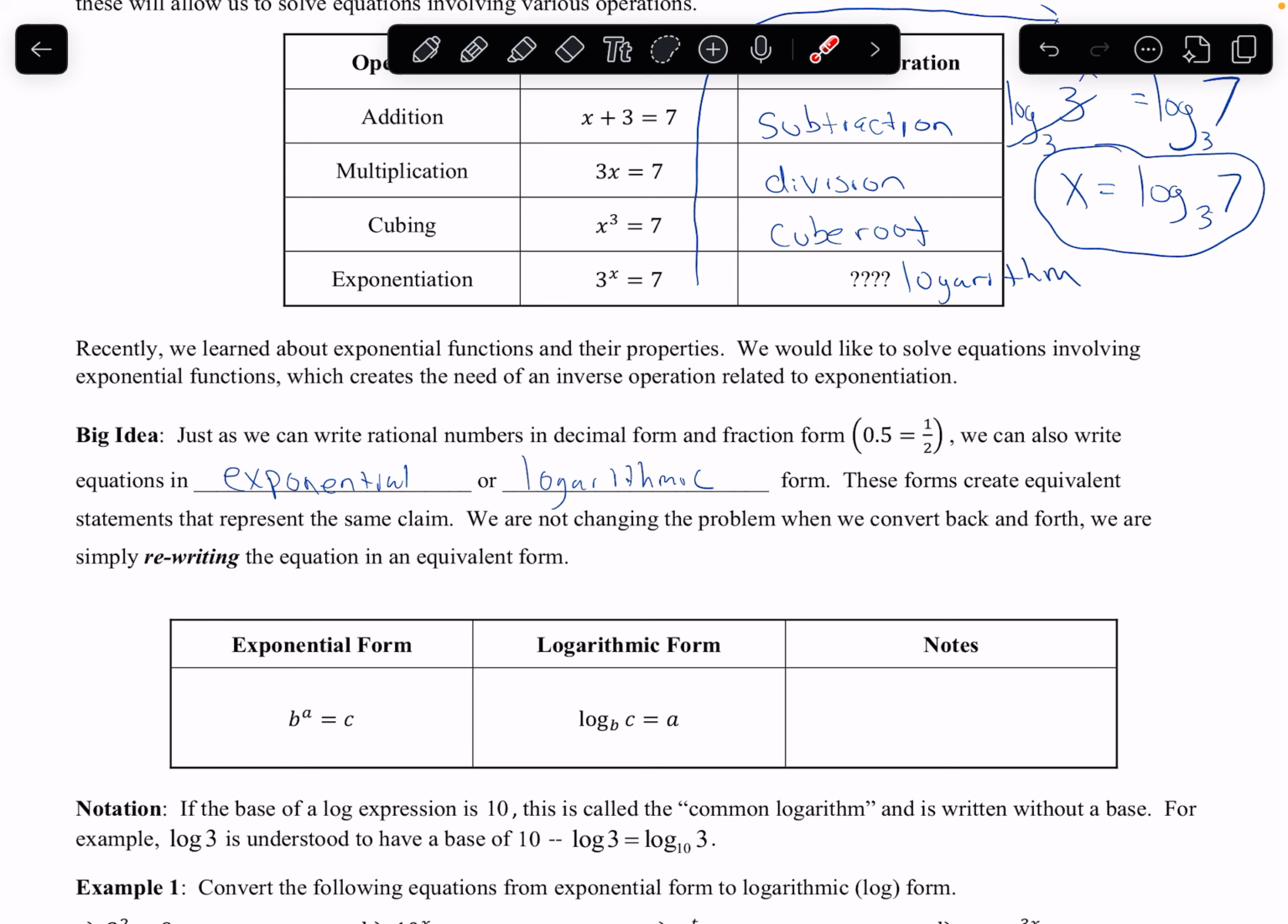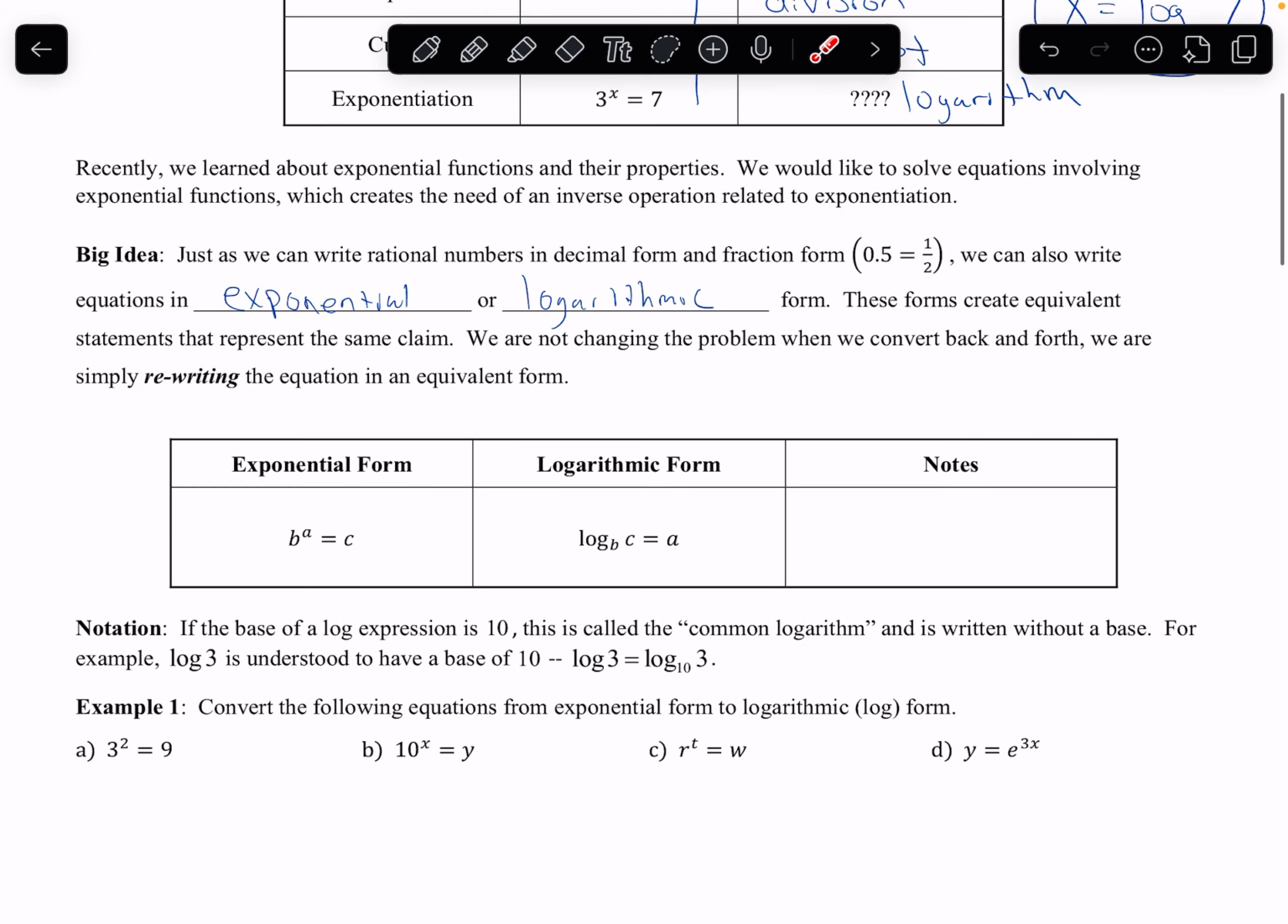So again, an exponential you can rewrite as a logarithm, just as we did right here. These forms create equivalent statements that represent the same claim. We did the same thing to both sides, so it never did change anything. So long as you do it to both sides, you're not going to change the value of the x. We are not changing the problem when we convert back and forth. We are simply rewriting the equation in equivalent form.